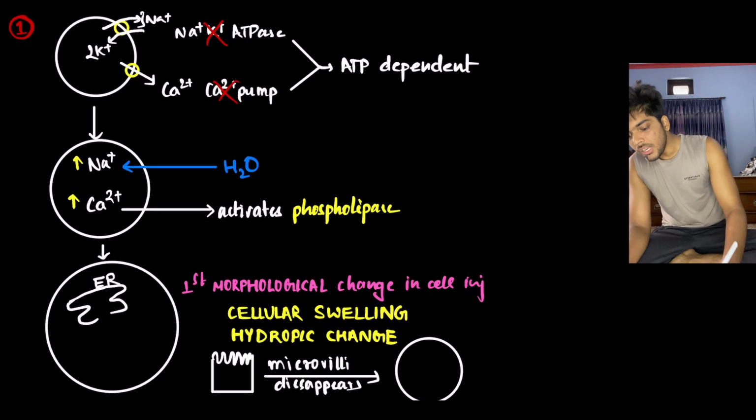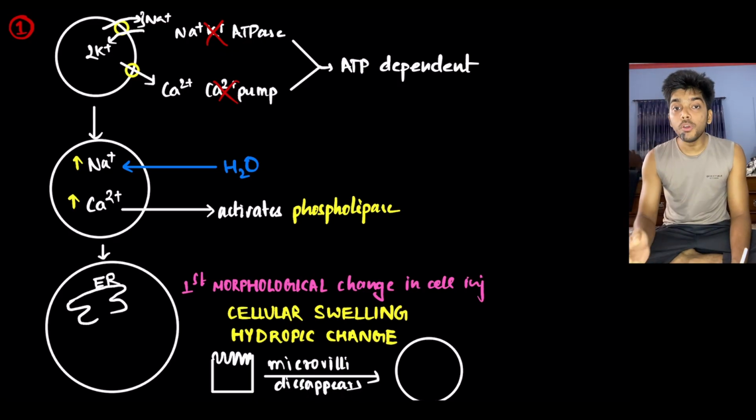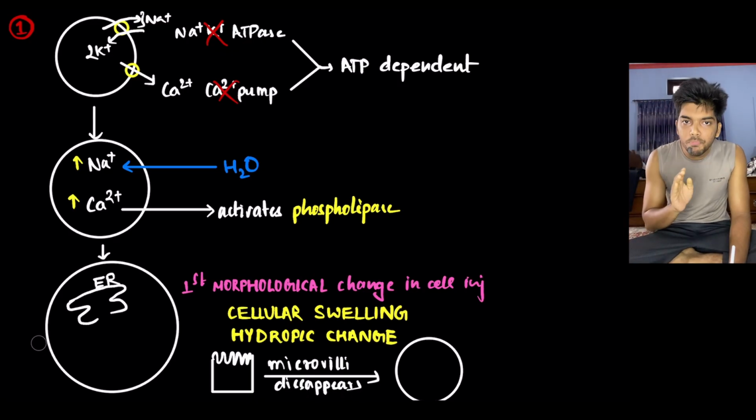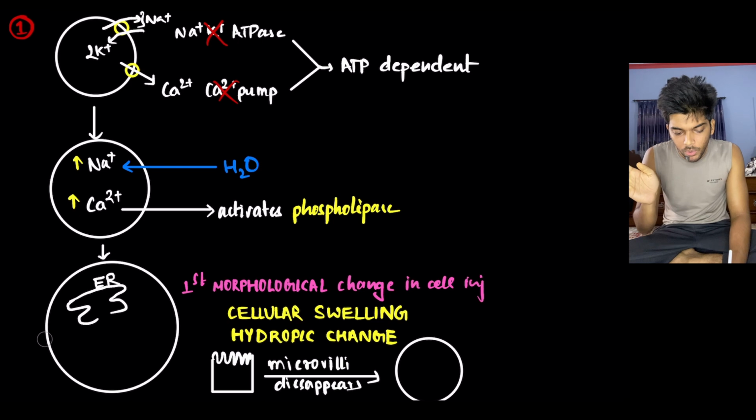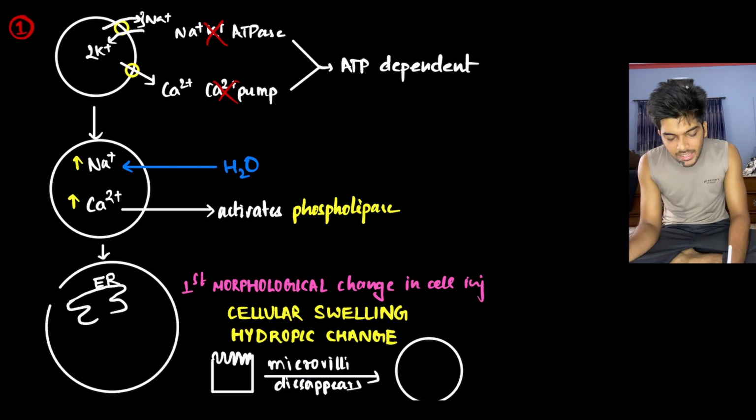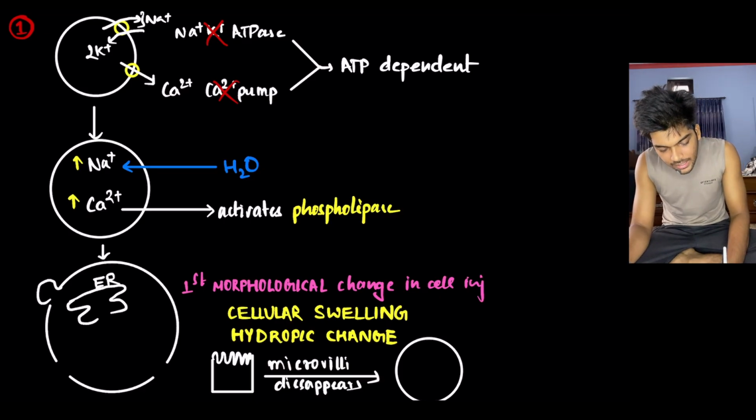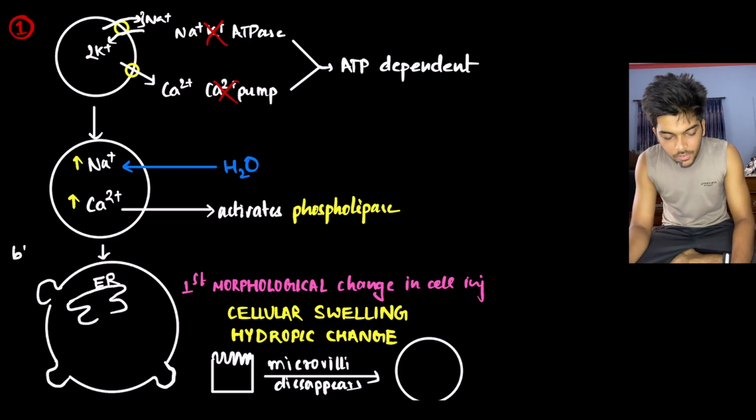Third, this water accumulated within the cell eventually pushes on the plasma membrane even more. As a result, bulges are created at different points on the plasma membrane. And these bulges that are created are referred to as blebs. And the process is referred to as blebbing.